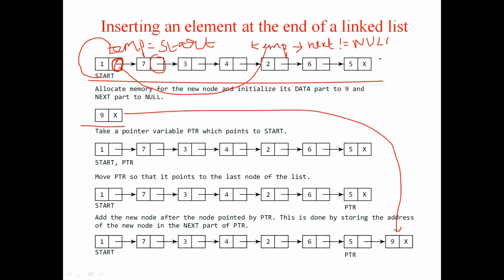We'll take this condition. If the node is at the end of the list, the next pointer will be null. Here it is not equal to null, so the condition is true. Now, temp equal to start plus plus cannot be used here. That can be used for an array only. We are using a linked list.